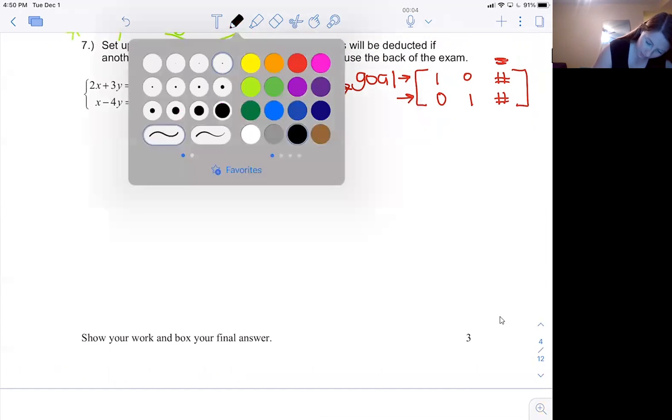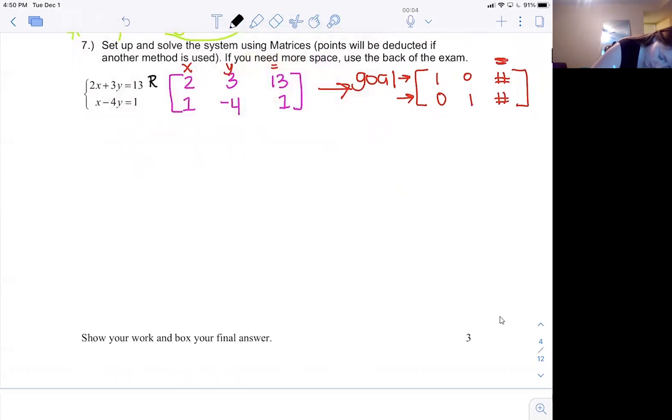So first off, I'm going to label this as row 1 and row 2. Right here, I'm just switching row 1 with row 2. So now this row 2 is going to go on top. So I have -1, not -1, 1, -4, 1. And on bottom, I have 2, 3, 13.